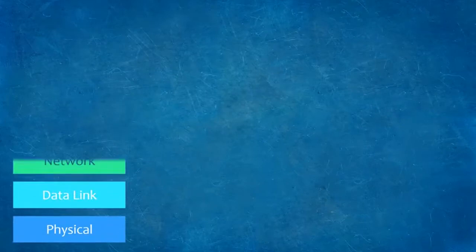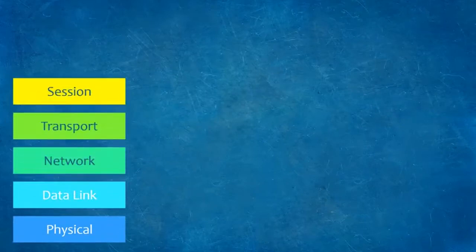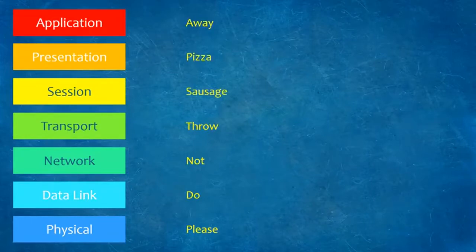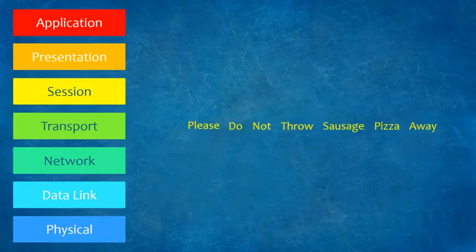The OSI model can help us to understand the network. It breaks the network up into 7 layers. These layers are physical, data link, network, transport, session, presentation, and application. And if that's a bit tricky to remember, think of this mnemonic. Please do not throw sausage pizza away. I know it's a bit silly, but it helps us to remember the layers and their order.